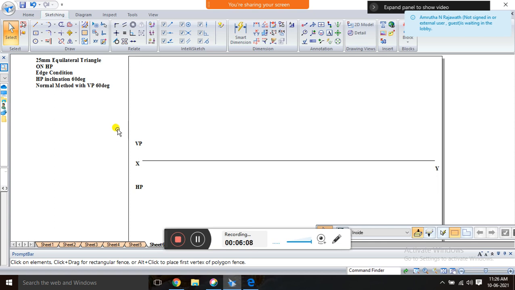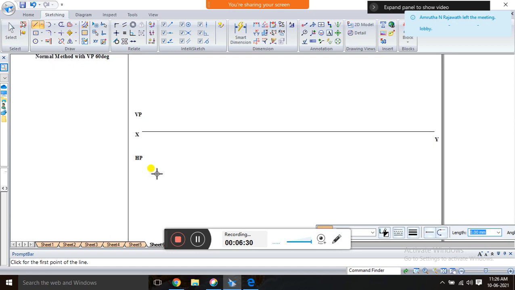The first position, that is here a 25 mm equilateral triangle, and it is on HP, edge condition. You have to start with the top view. Always you have to start with the top view if it is on HP. So construct the first triangle with the edge condition. I will show you the manual construction.